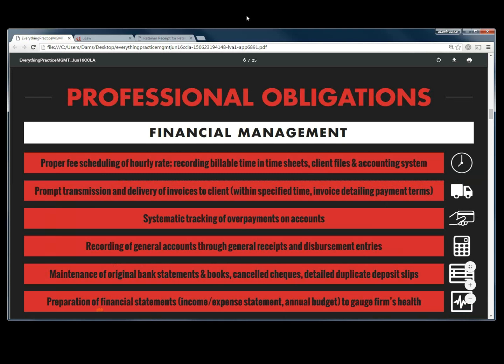So let's go to the next one, which is maintaining original bank statements, bank books, and cancellation of checks, because sometimes you would issue a check and then you want to cancel it. You want to have the documentation, detailed duplicate deposit slips. It's all very key to maintain as part of financial management. Finally, preparation of financial statements, like income statements, expense statements, annual budgets. These things are more to gauge the health of your business. They always give you a good indicator of how well you're doing at the end of the day.